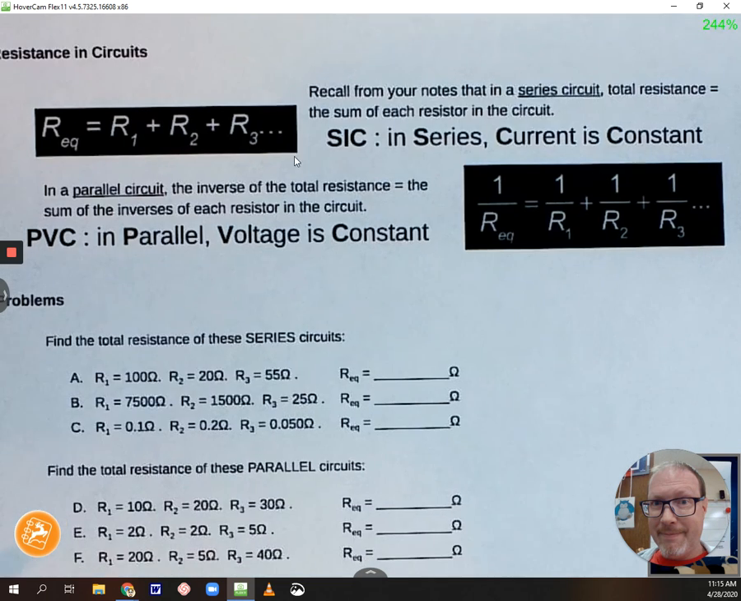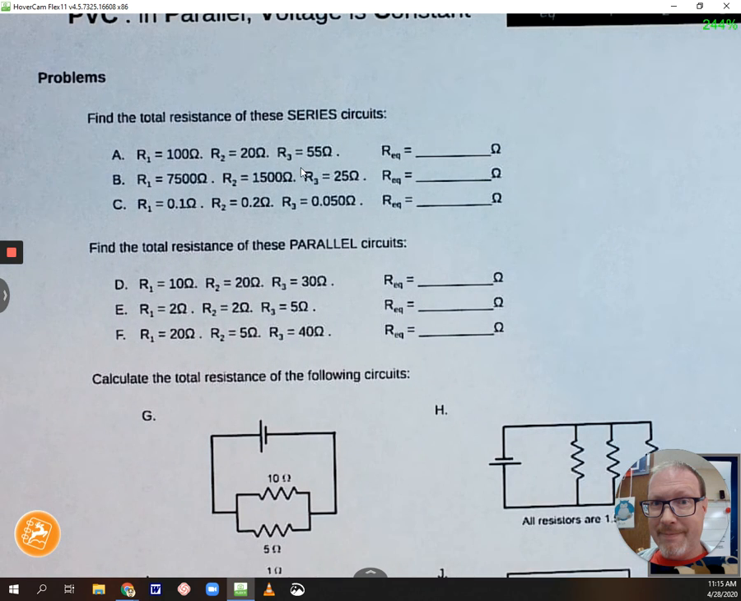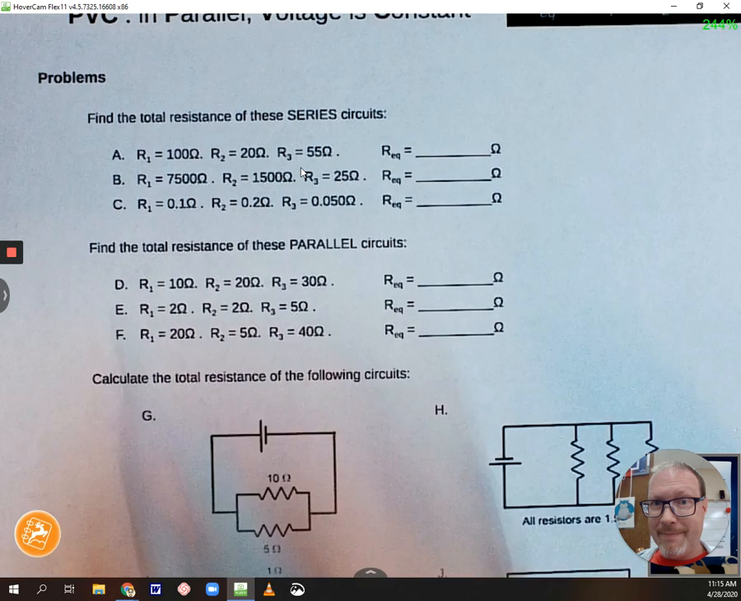In a parallel circuit, it's a little bit trickier. Voltage is constant at all points in the circuit, and to find resistance, you actually take the inverse. So 1 over your first resistance plus 1 over your second resistance and so on equals 1 over your total or equivalent resistance. And that'll come into play in the following problems. Let's take a look here. First of all, it wants us to do a series problem. It wants us to find equivalent resistance. So I'm going to look at B.